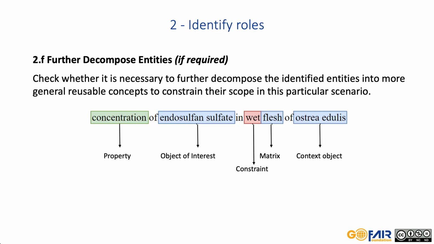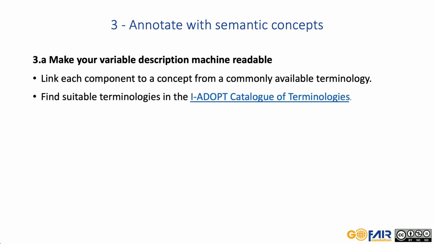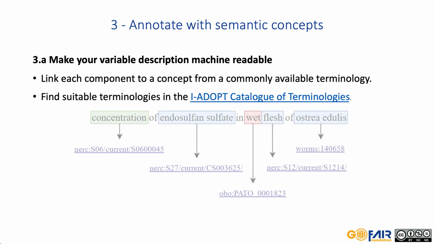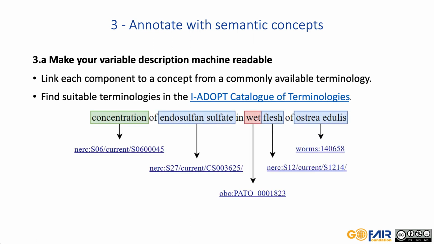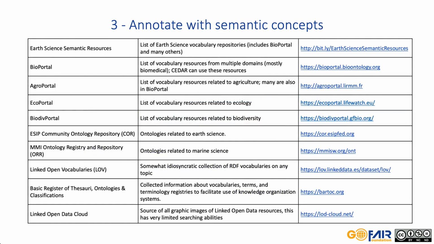Make your variable description machine readable by linking each component to a concept from a community available terminology. You may consult the iAdopt catalog of terminologies to find suitable terminologies. It lists terminologies that contain terms or concepts for the classes defined in the iAdopt framework. Terminologies for entities are not further distinguished, as they may appear in different roles depending on the variable. Another way to find appropriate concepts is to look into terminology catalogs like BioPortal. See here a useful list.